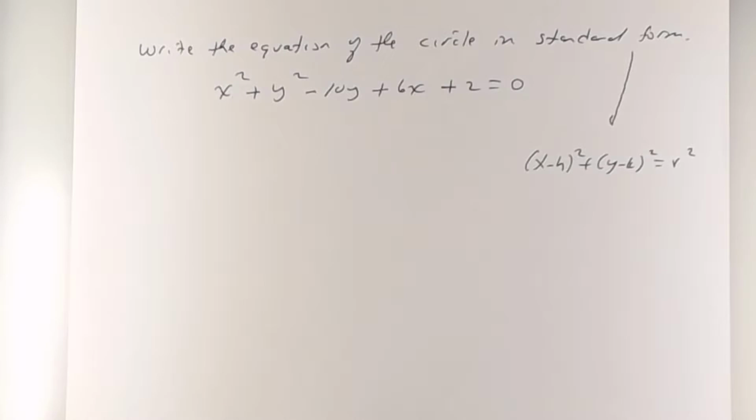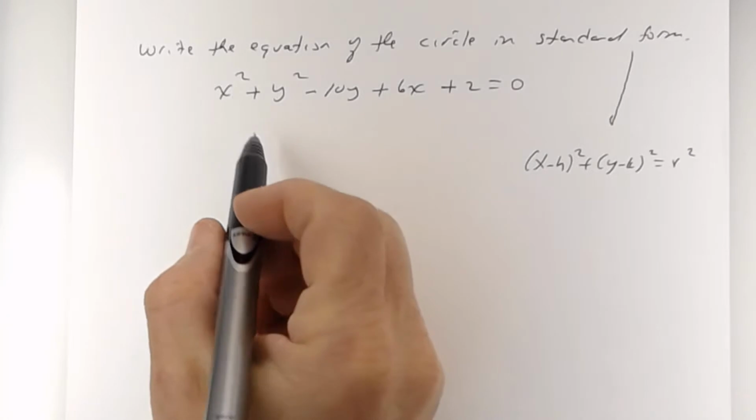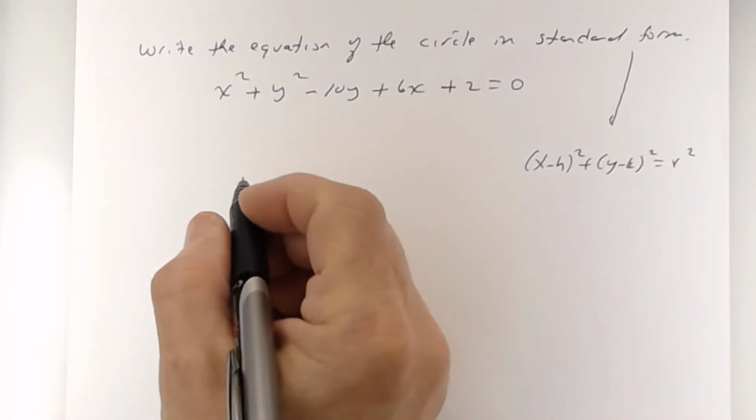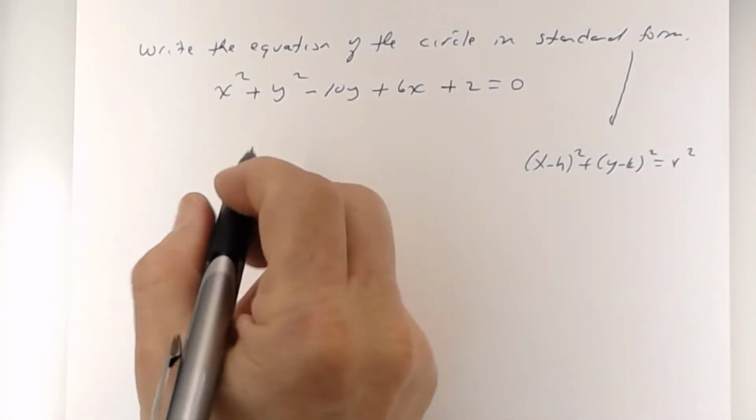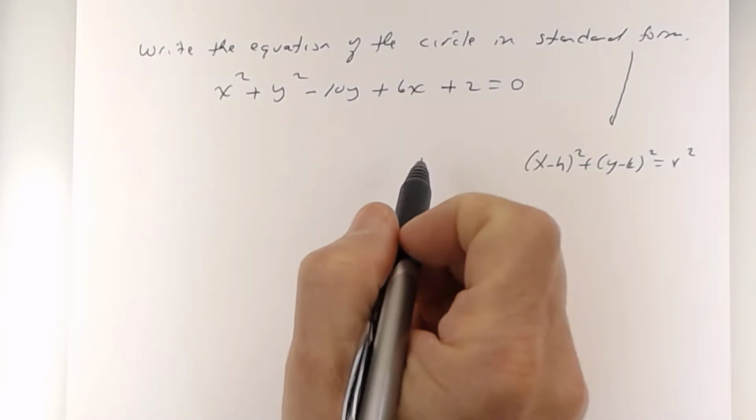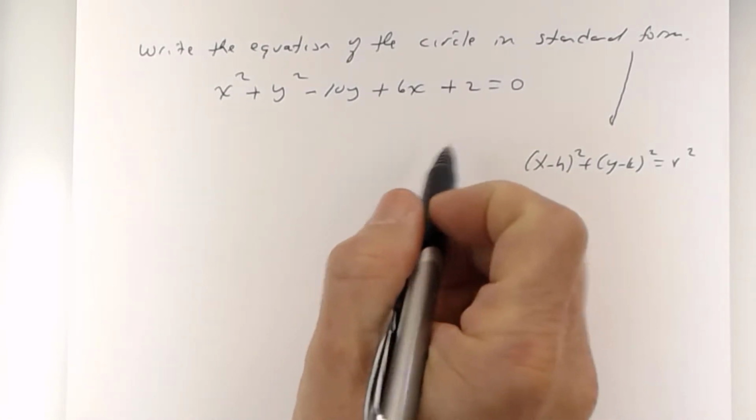So in your test, it's not going to say complete the square. It's going to say what I just did, right, in standard form. All right, now when completing the square, you're going to put the terms with x's together and the terms with y's together. And what else do you want to do? Put the constant to the other side.